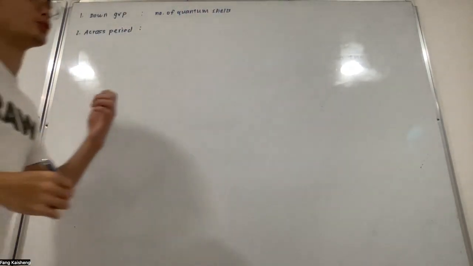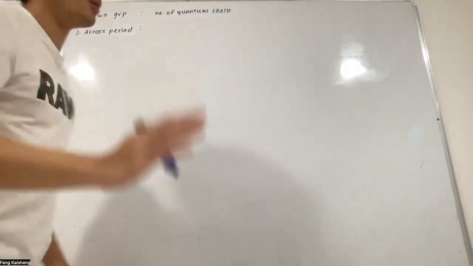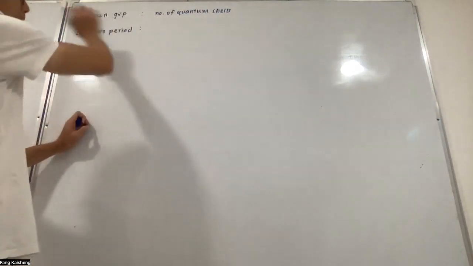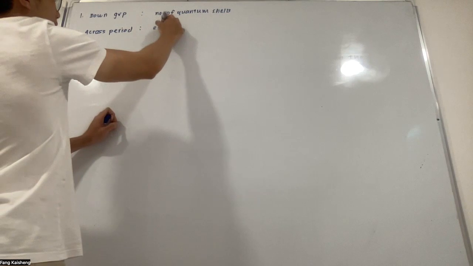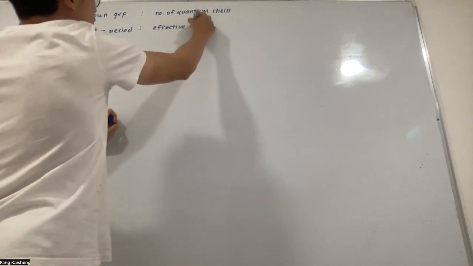In other words, whatever you want to try to explain, whether it is the atomic radius, or many other things that we'll talk about later, no matter what, we have to look at the number of shells. But when you go across the period, the number of shells will not change. So we have to look at something different instead.